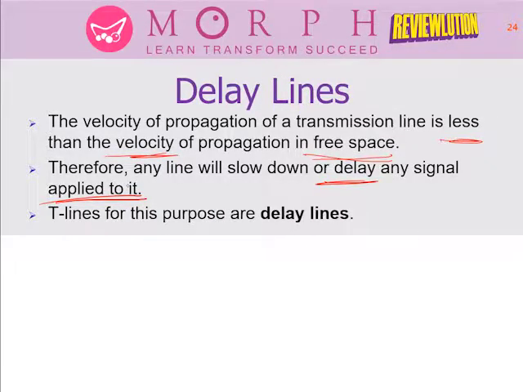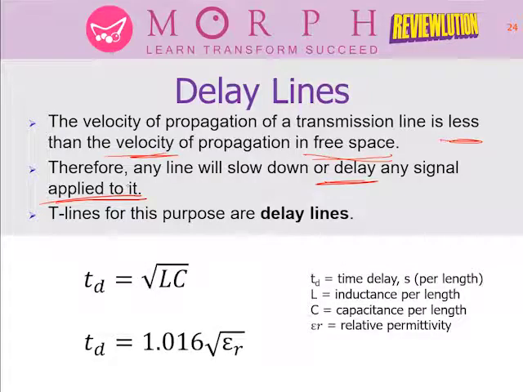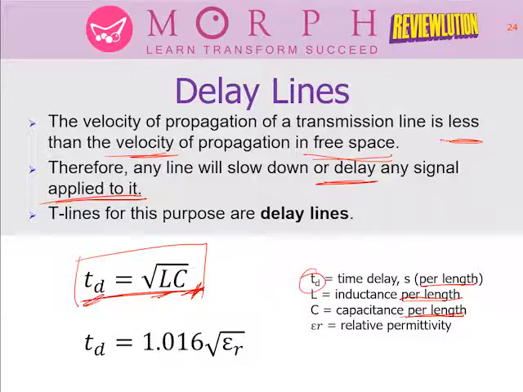So for a delay line, to solve for the time delay, you can use this formula. We just have something to note here: if we use this formula, take note that this L and this C are rated per length. It could be per foot, it could be per meter, but per length. It should be uniform. So if the inductance is per meter and the capacitance is per meter, what you can solve here is a time delay per meter.